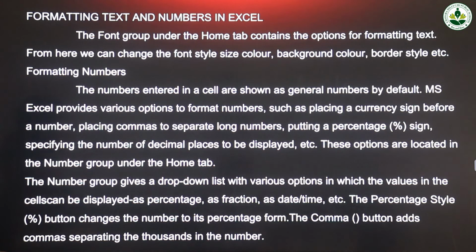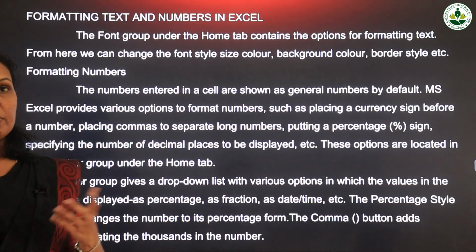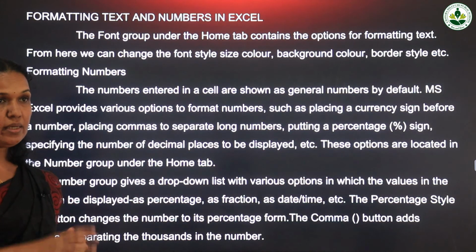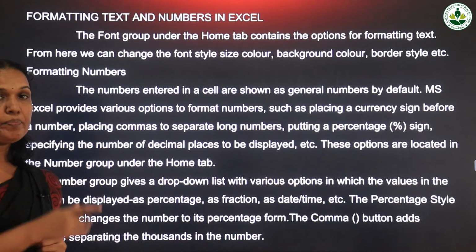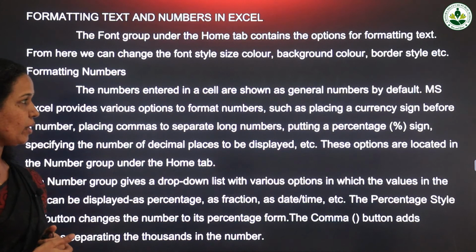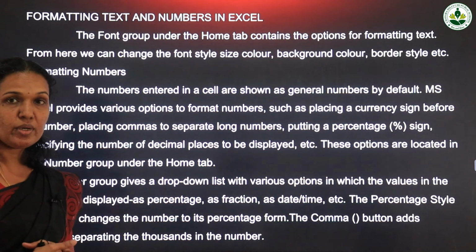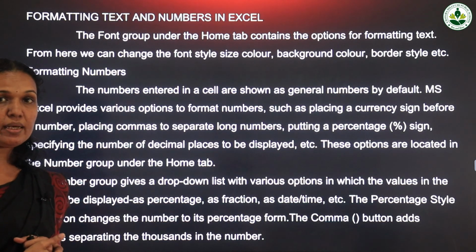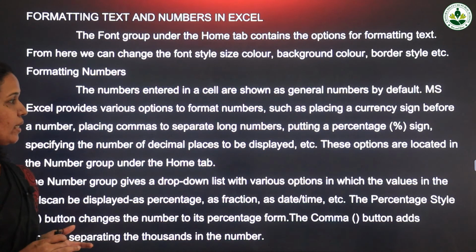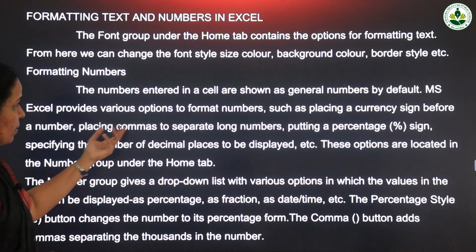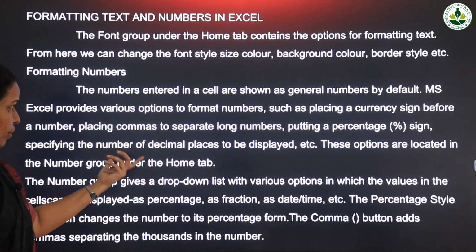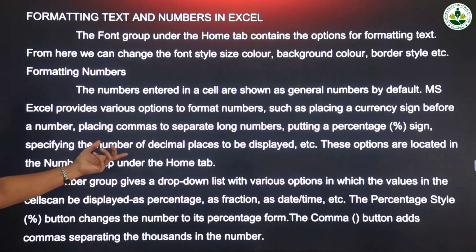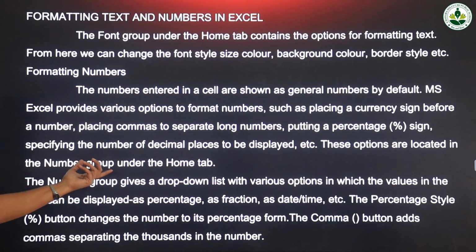Then formatting numbers. So if you are entering money for something, to identify that we are entering money, we can use a dollar symbol before the number. Or if you want to display marks, percentage of your marks, at the end of this you need to display this percentage symbol. So like that we can format numbers. Then if you want to display the number of decimal places, all these are possible using this formatting numbers. These options are located in the number group under the home tab.